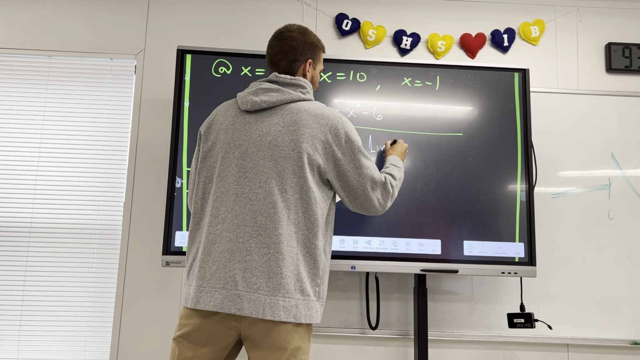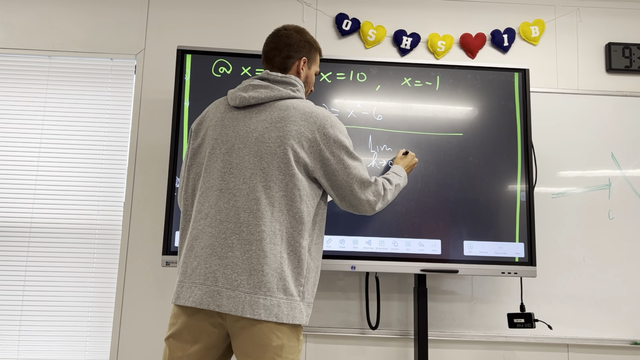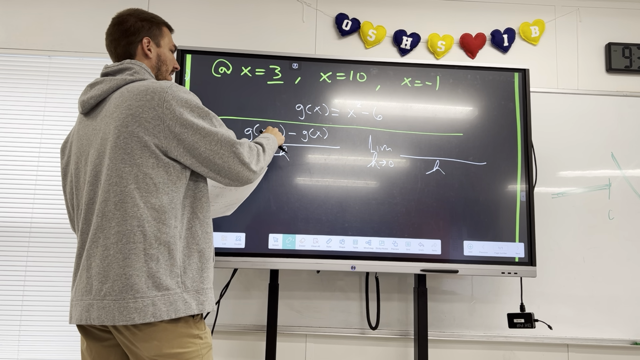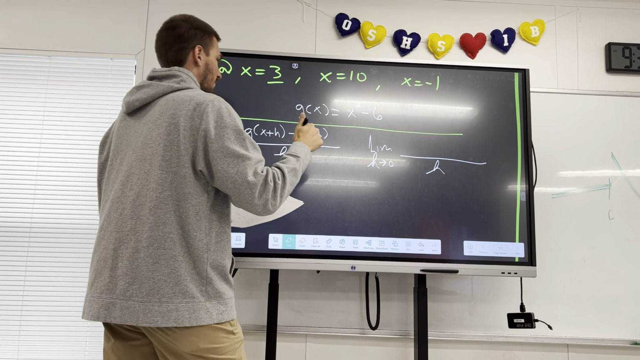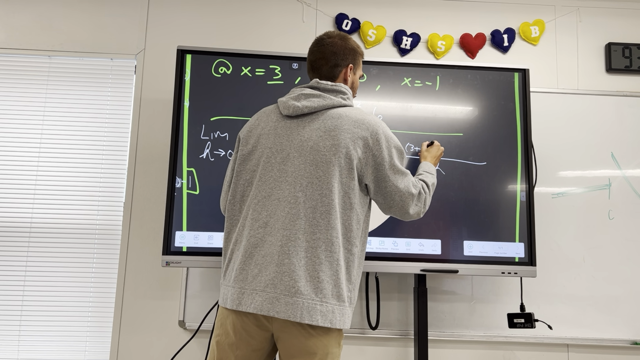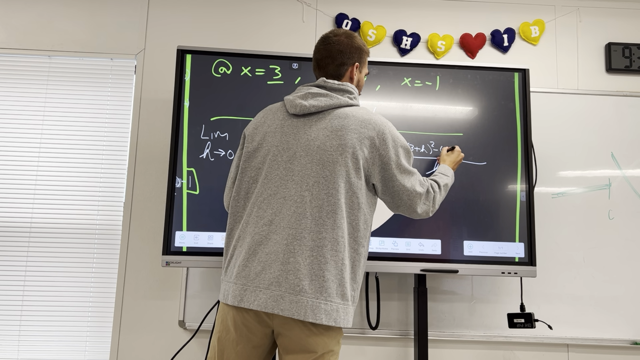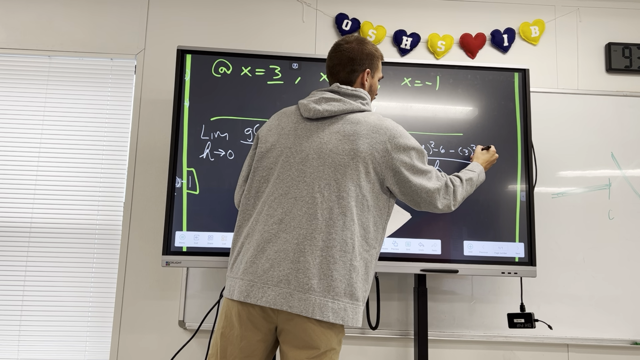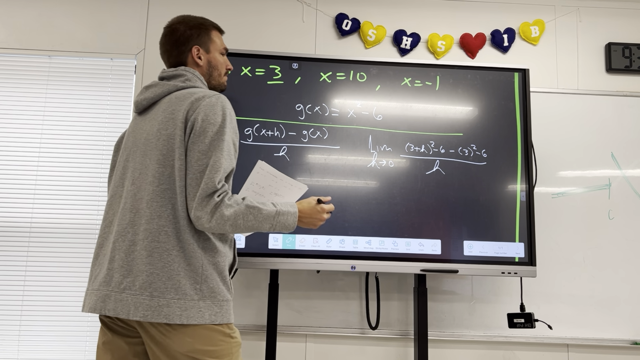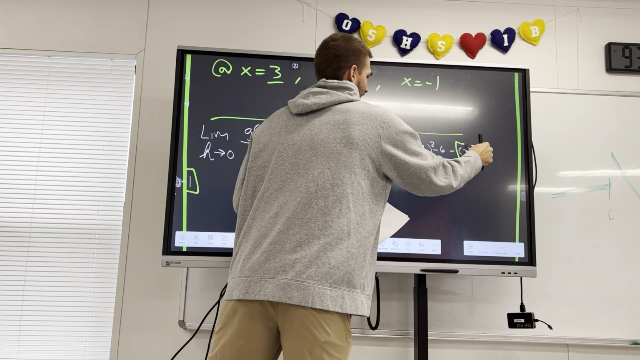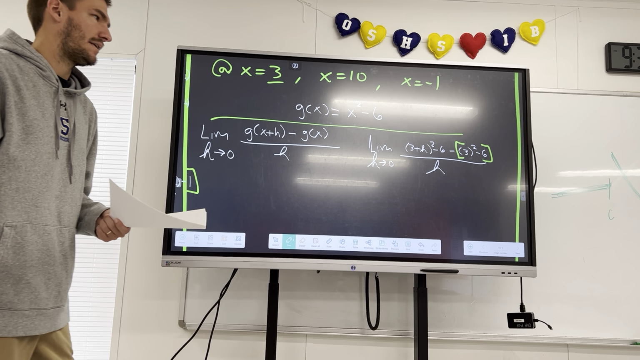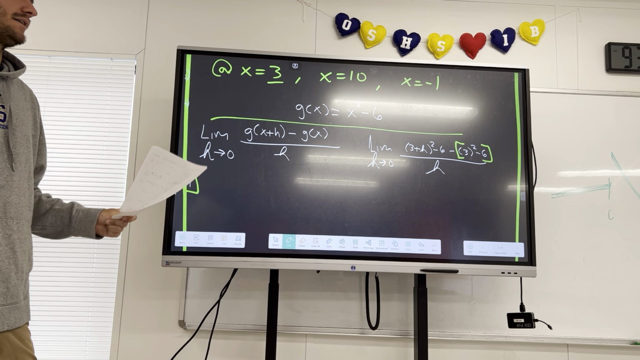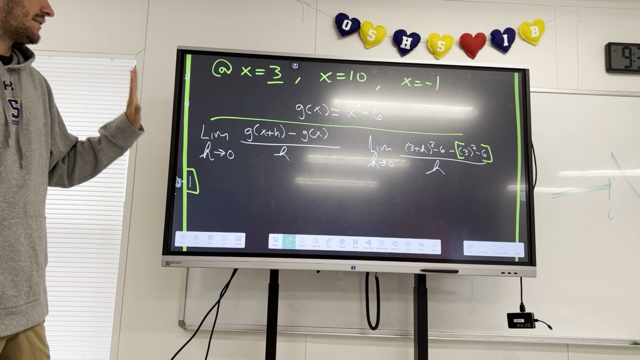So the limit, plugging in x plus h, you know x is going to be 3. 3 plus h squared minus 6, and then we're going to subtract 3 squared minus 6. I like to use these brackets, honestly just because they remind me to please not mess up that negative sign, please. So, before we go on, did we set it up right?